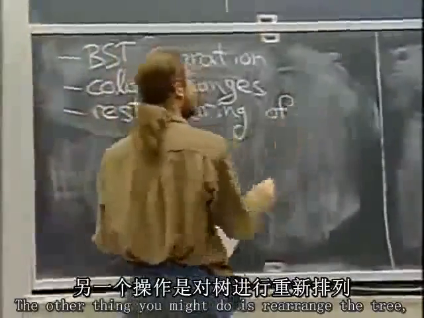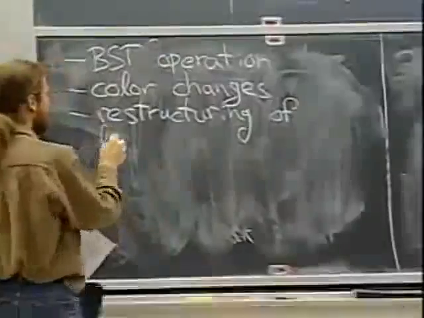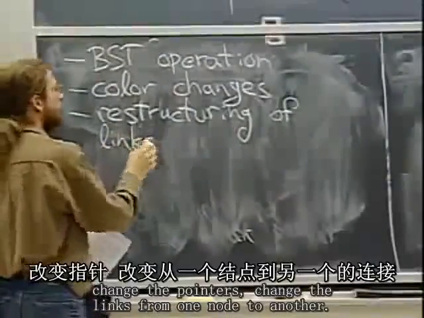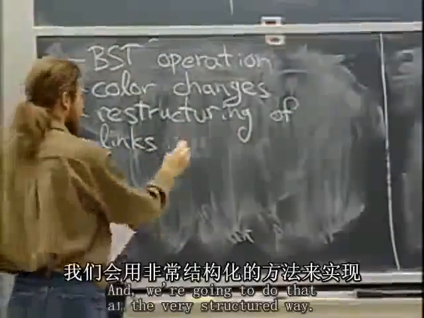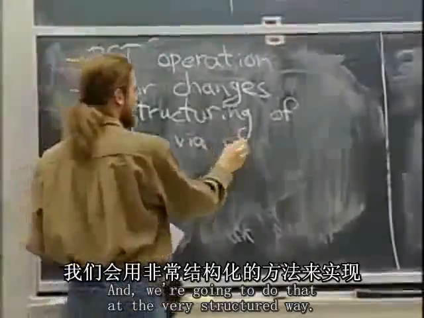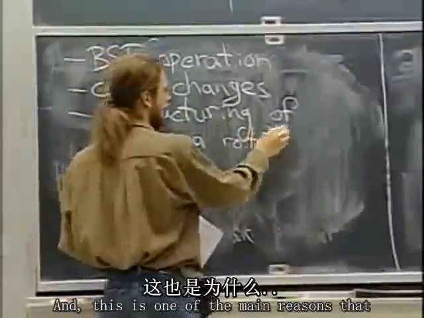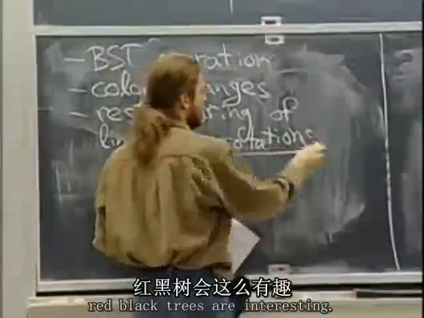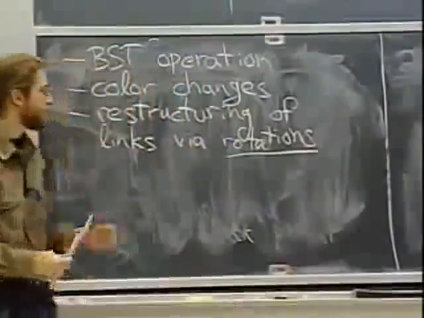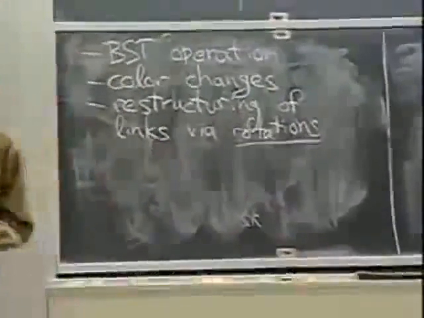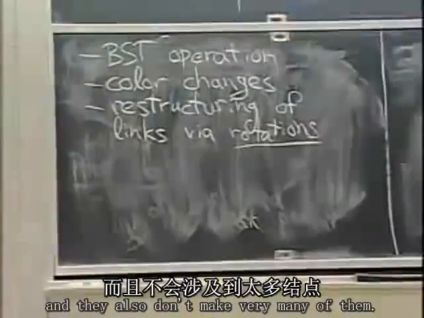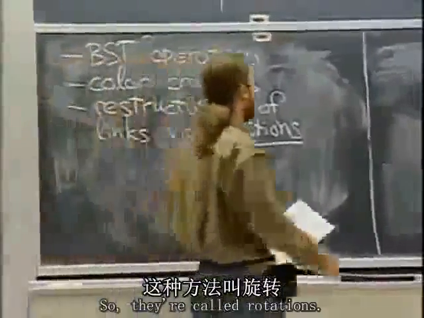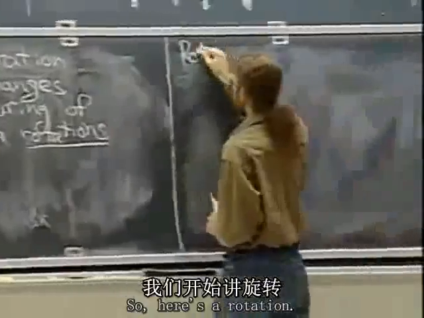The other thing you might do is rearrange the tree, change the pointers, change the links from one node to another. And we're going to do that in a very structured way. And this is one of the main reasons that red-black trees are interesting. The kinds of changes they make are very simple. And they also don't make very many of them. So they're called rotations. So here's a rotation.